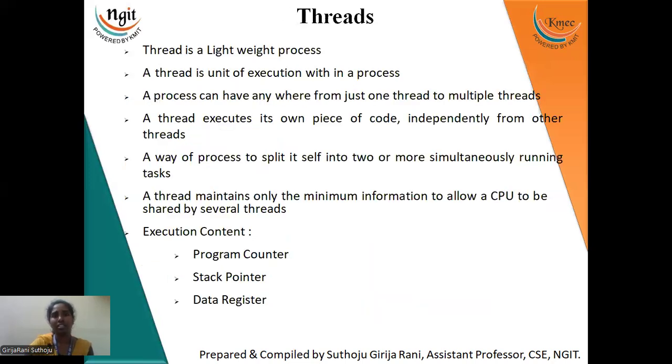Now, what is a thread? A thread, as we all know, is a lightweight process. It is a part of a process. If it is an application, a unit of execution of that particular application is called a thread. Now, about thread, process, and multi-threading.